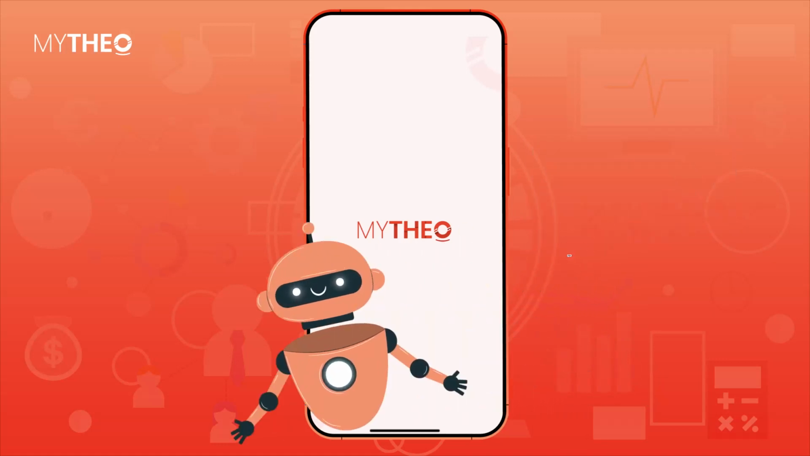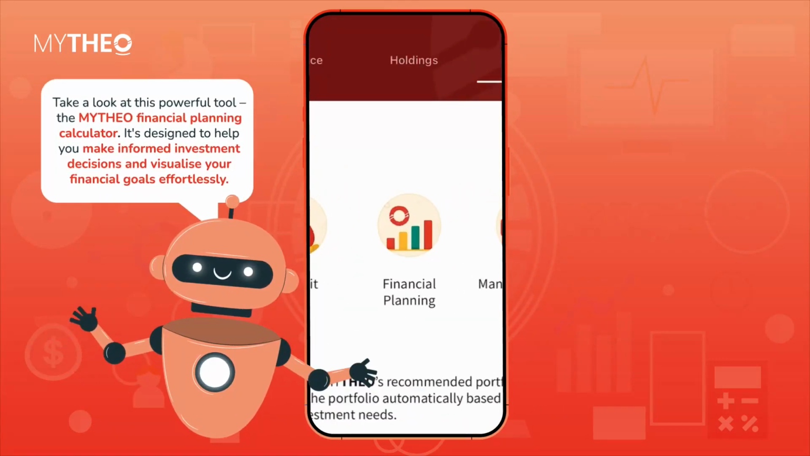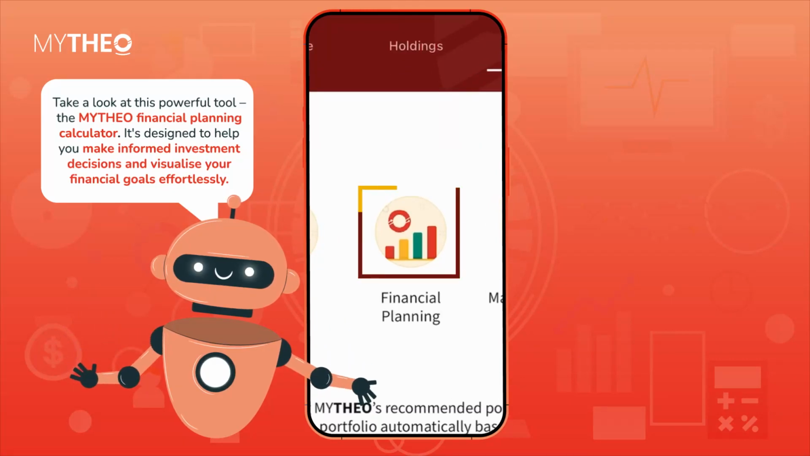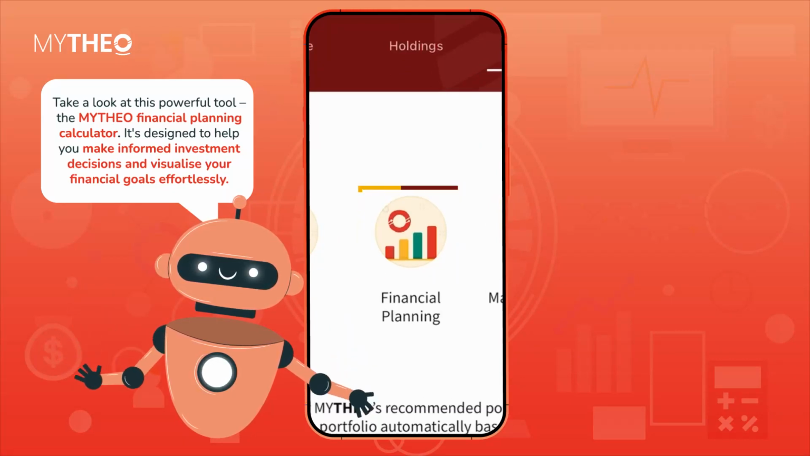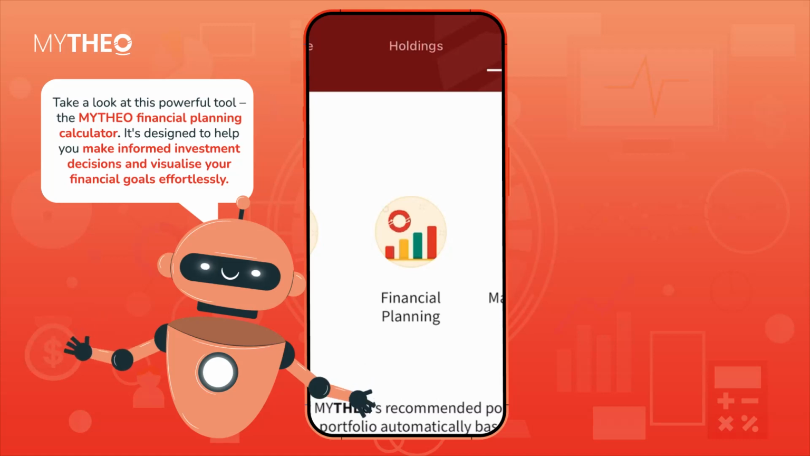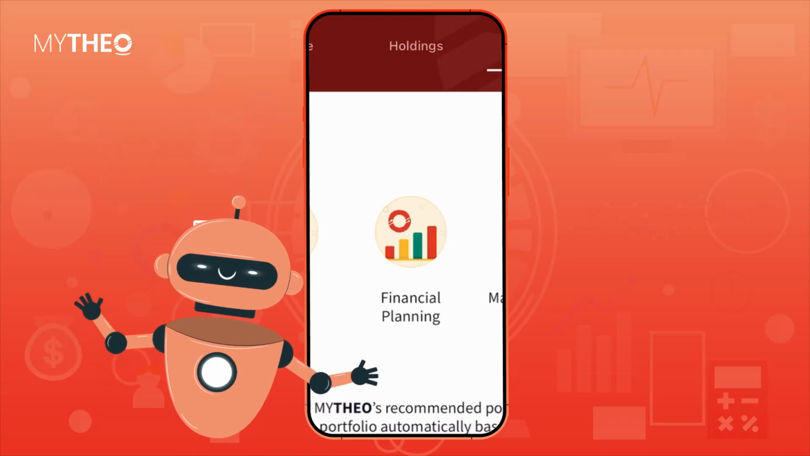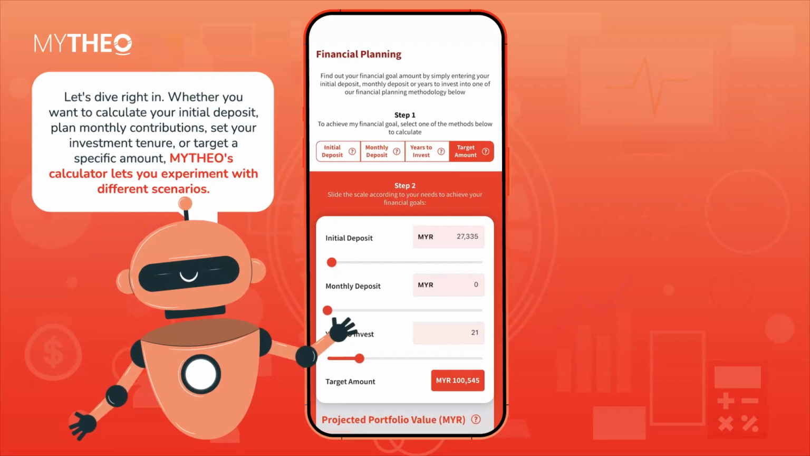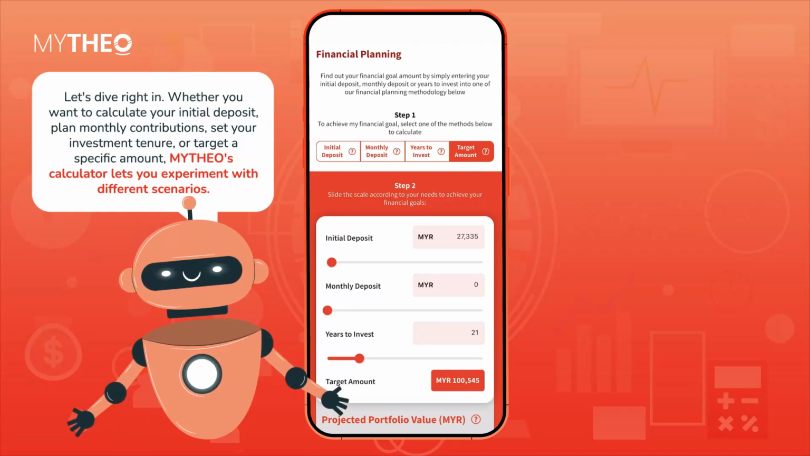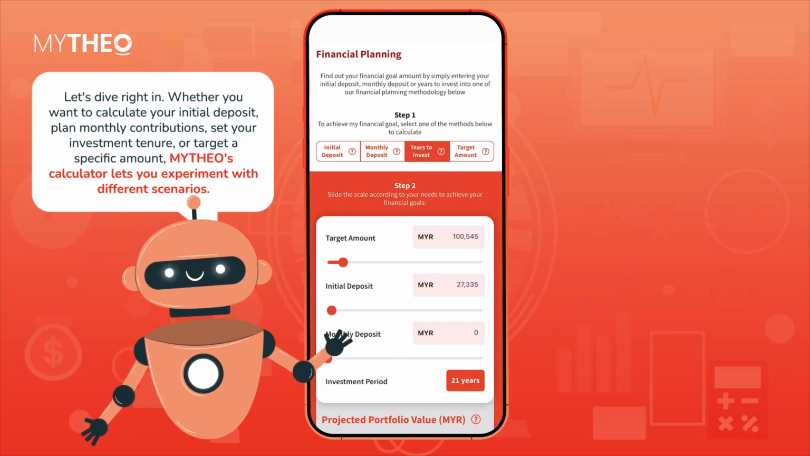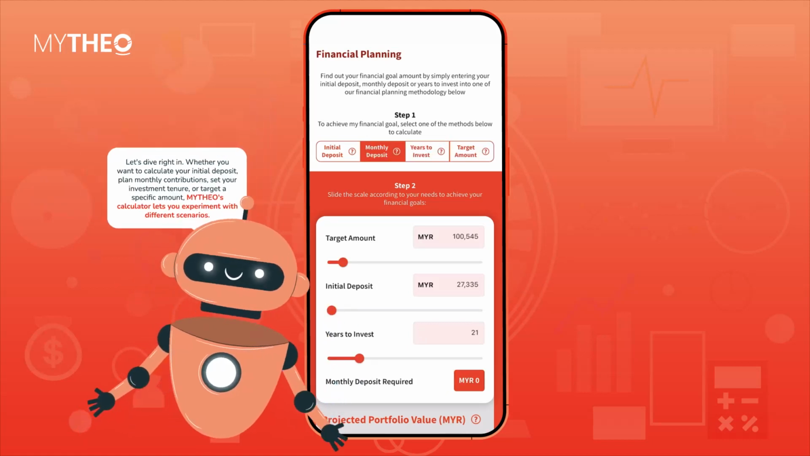MYTHEO. Take a look at this powerful tool, the MYTHEO Financial Planning Calculator. It's designed to help you make informed investment decisions and visualize your financial goals effortlessly. Let's dive right in. Whether you want to calculate your initial deposit, plan monthly contributions, set your investment tenure, or target a specific amount, MYTHEO's calculator lets you experiment with different scenarios.